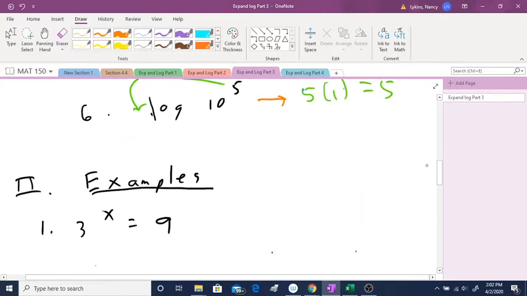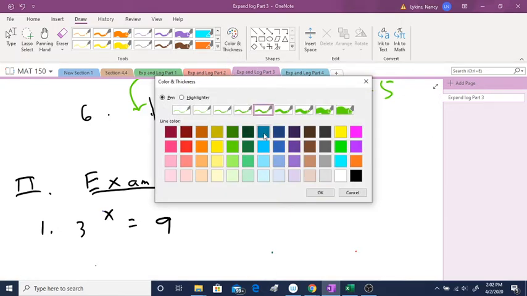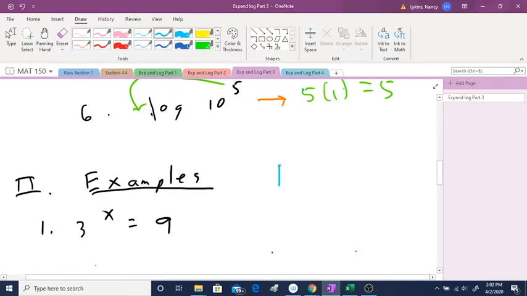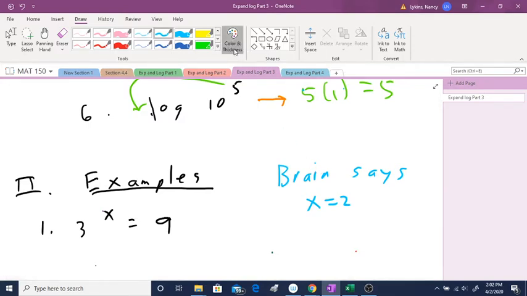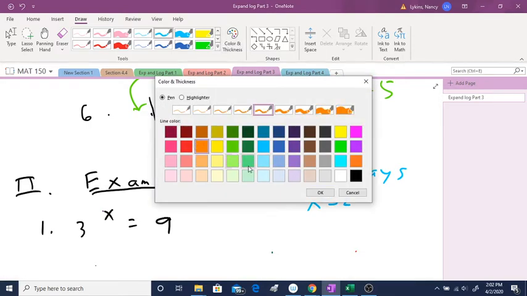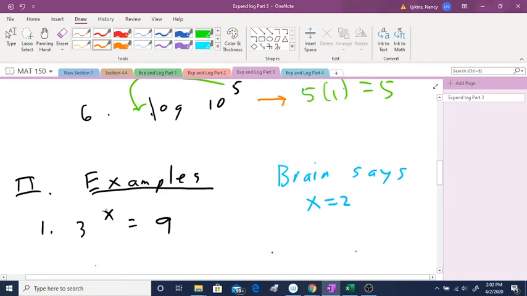So let's take a look at this. Example number 1. 3 to the x equals 9. Well, most of us in here will say, or our brain will say, x has to be 2, because 3 squared is 9. And that is correct. However, I'm going to show you something. Let's use our power rule right here.